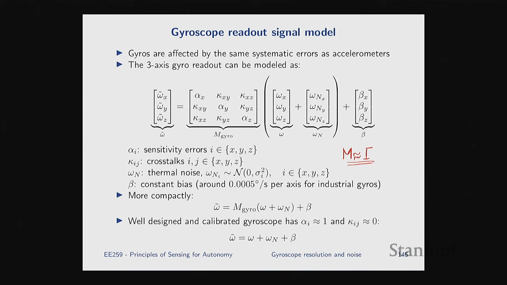And device data sheets actually give you these parameters. So they tell you, for instance, how much crosstalk you should expect in the worst case, or how much bias you should expect from your device. So these are parameters that, if you're simulating the performance of your sensor, you can actually read from a data sheet and plug in the numbers.